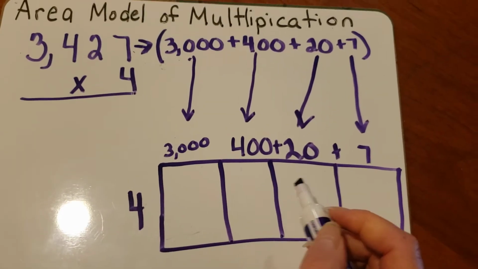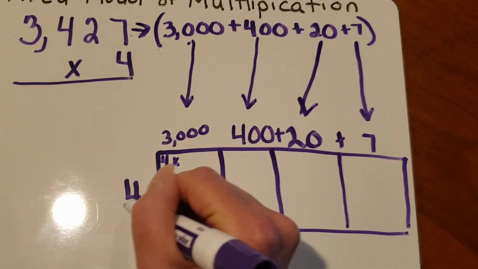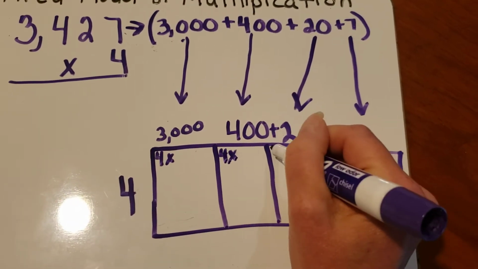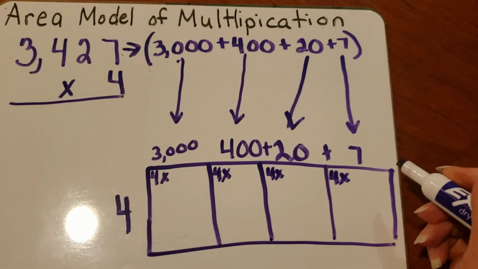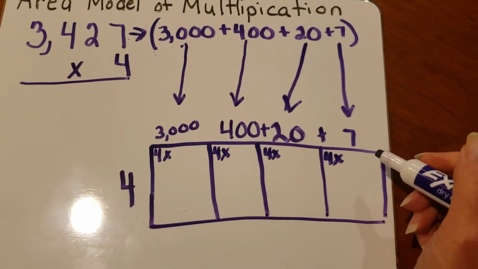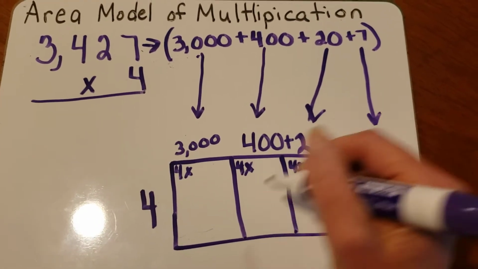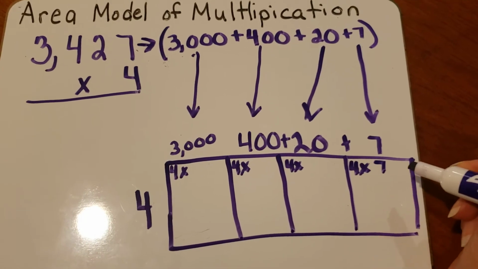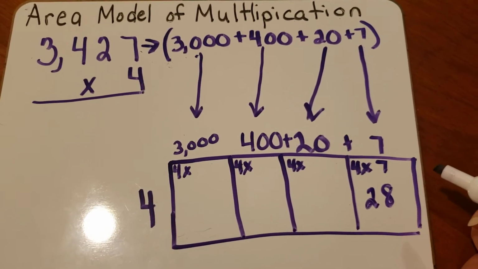Now remember, we're multiplying this like a grid. So in each of these boxes, we're going to multiply, and we're going to bring the 4 over to multiply each one of these values. So when you get into the traditional algorithm, you're going to start in the ones column. So we're going to practice by starting in the ones column here. The first thing we're going to multiply is 4 times 7. 4 times 7 is equal to 28.